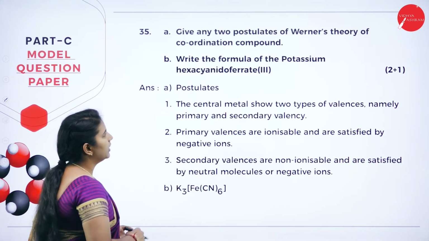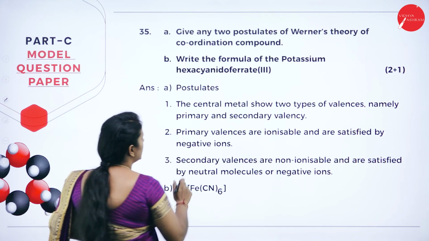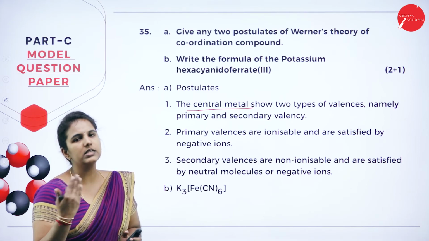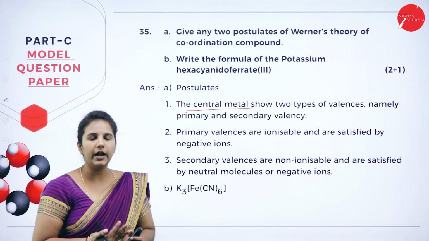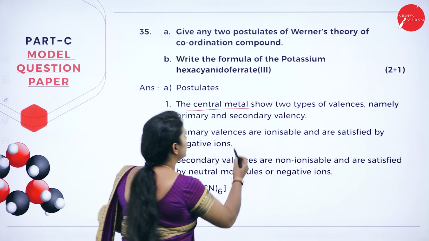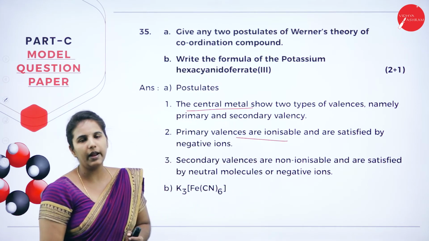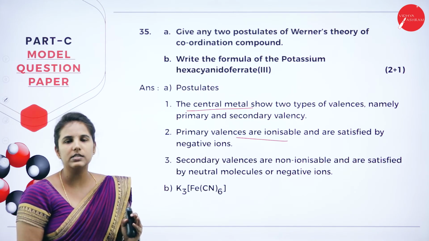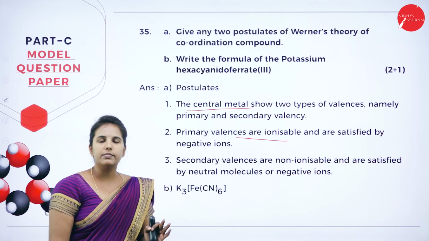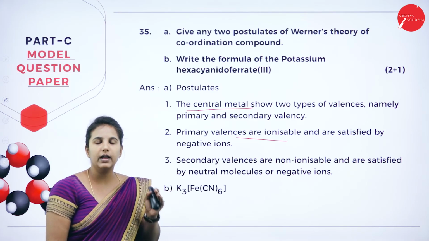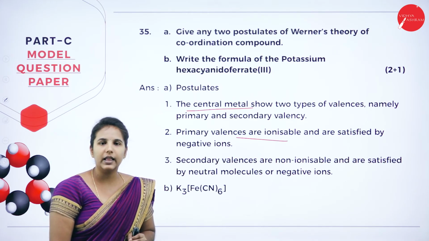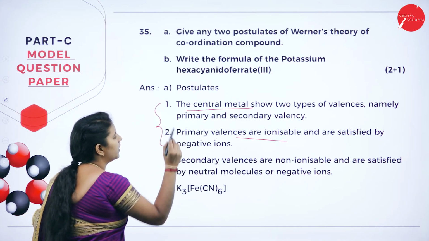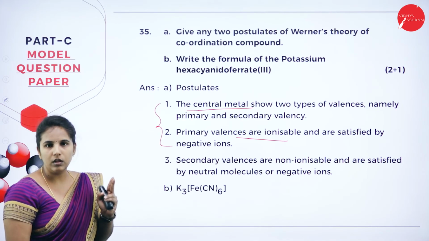So we are familiar with the Werner theory. Werner theory says that the central metal atom shows 2 types of valency, the primary valency and secondary valency. And we have understood that primary valency is always ionizable and it is always satisfied by negative ions, whereas the secondary valency is non-ionizable and it is always satisfied by ligands as well as by negatively charged ions. If you write any 2 of these points, you'll get 2 marks.